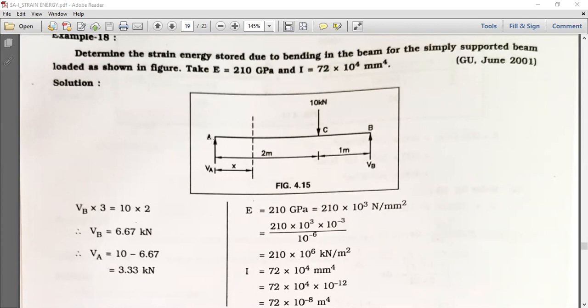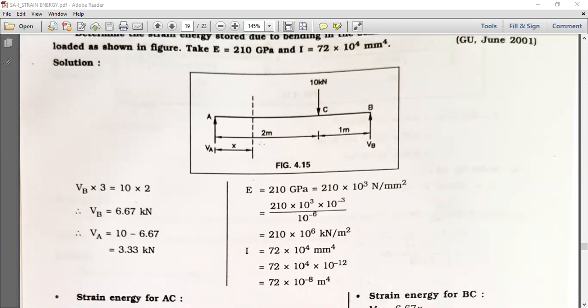In the figure, we have a simply supported beam, with support A and support B. VA and VB are the reactions. There is a 10 kilonewton load at point C, 2 meters from A and 1 meter from B. Now, as we know, we can get the reaction values by solving the moment calculation.